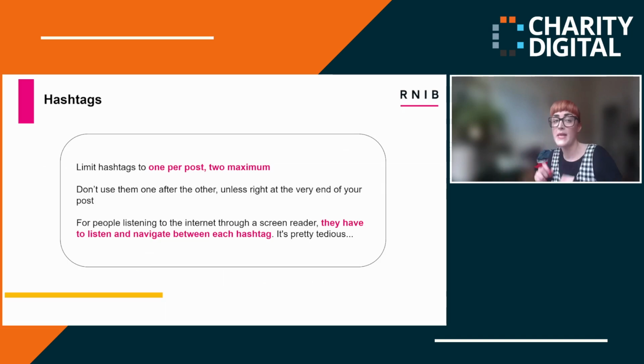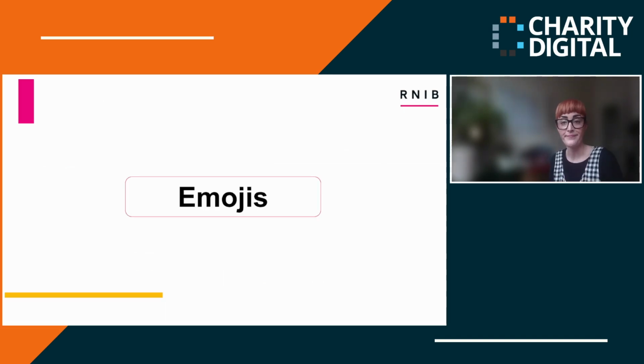A few other small tips. Limit hashtags to 1 or 2 per post, 2 maximum, and don't use them one after the other unless right at the very end of your post, like on Instagram or LinkedIn, where hashtags can be quite useful sometimes. For people listening to the internet through a screen reader, they have to listen and navigate between each hashtag, and it can become pretty tedious. So just keep it to 1 or 2.